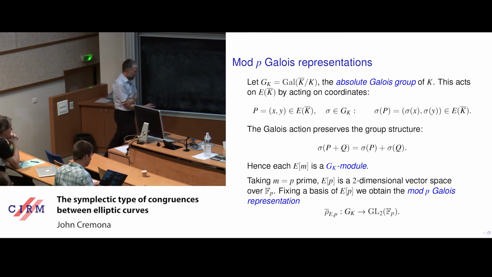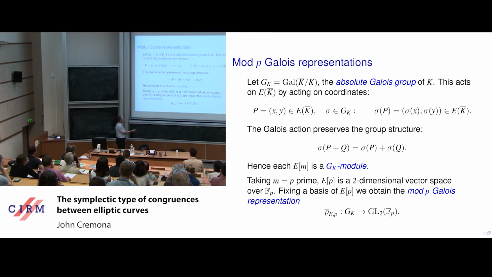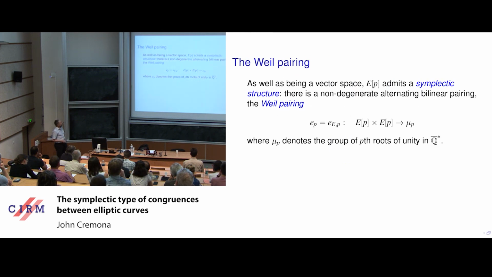The notation for that I'll use is rho bar E,p. The bar is to remind you that there's really a p-adic representation of which this is a reduction mod p, but I won't be doing anything p-adic in today's lecture. And to make things a bit more concrete, if we fix a basis of the vector space, then we can get a matrix-valued representation. So rho bar is then a representation with values in the group GL2 over F_p. And that's the mod p Galois representation, which of course plays an extremely important role in many aspects of the theory of elliptic curves.